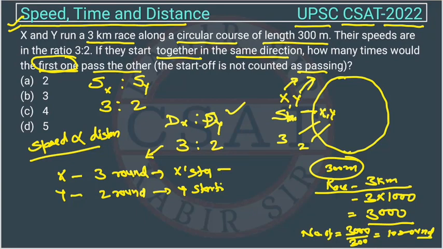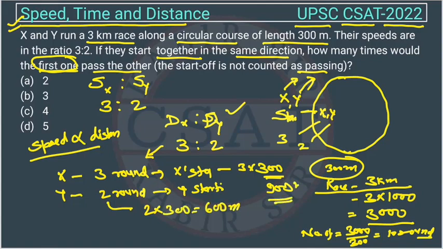So 3 rounds means how many meters? 3 into 300, because one round is 300 meters. So X is covering 900 meters and Y is covering 2 into 300, which is 600 meters. X covers 900 meters in the same time Y covers 600 meters. So how many rounds in total do they have to take? 10 rounds in total, and every third round they are meeting.